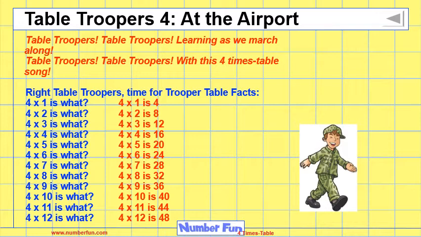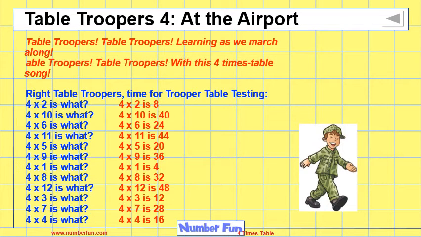4 times 7 is what? 4 times 7 is 28. 4 times 8 is what? 4 times 8 is 32. 4 times 9 is what? 4 times 9 is 36. 4 times 10 is what? 4 times 10 is 40. 4 times 11 is what? 4 times 11 is 44. 4 times 12 is what? 4 times 12 is 48. Table troopers, learning as we march along. Table troopers, with this 4 times table song.